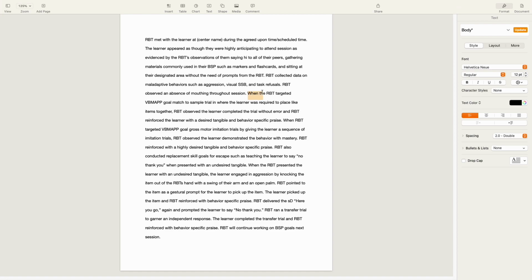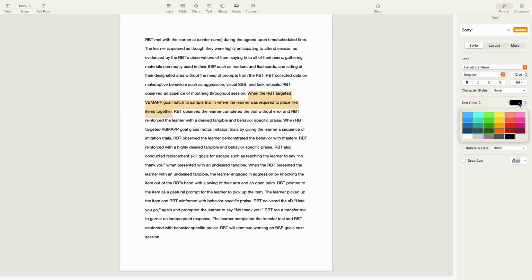So when the RBT targeted VB-MAPP goal matched to sample trial, where the learner was required to place like items together, RBT observed, so this would be the antecedent. RBT observed the learner completed the trial without error, and RBT reinforced the learner with a desired tangible and behavior-specific praise. So this is what I'm going to do here. This is the antecedent.